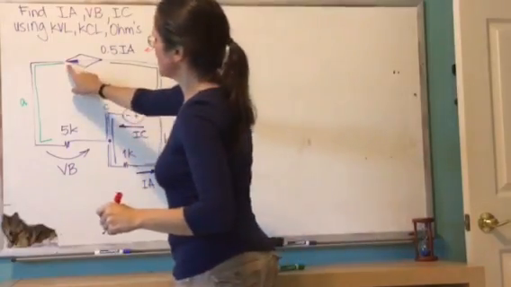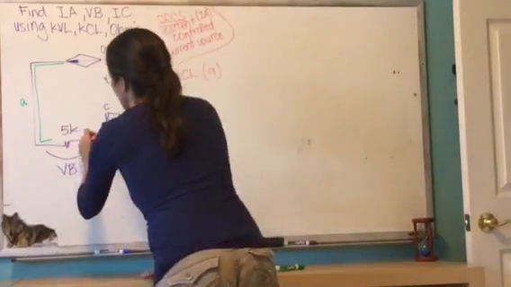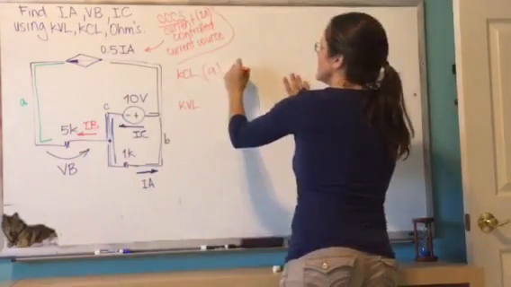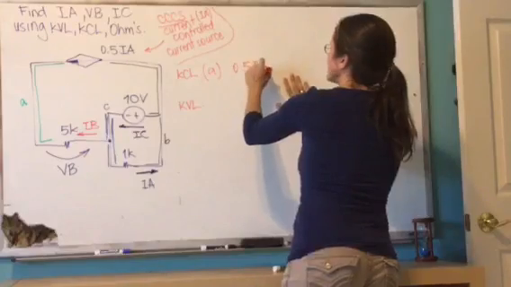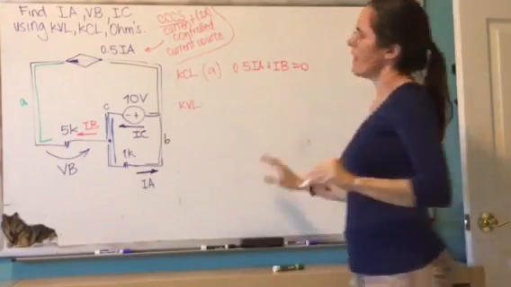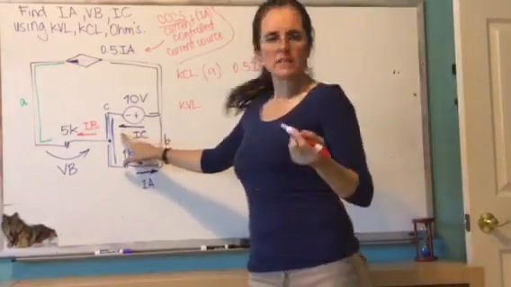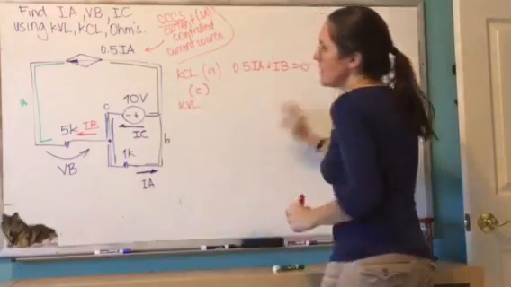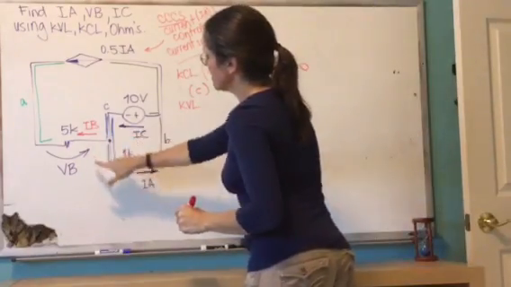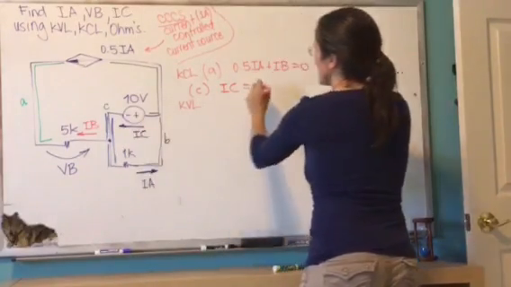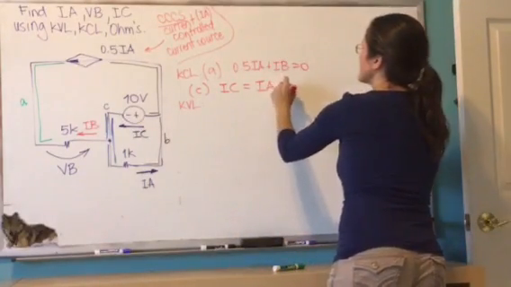This is the current coming in equals current coming out. And as you see here, IB is coming in. So basically 0.5 IA, so half IA plus IB equals 0. And I'm going to write KCL for node C. You could have chosen node B. All the currents coming in equals all the currents coming out, so IC equals IA plus IB.